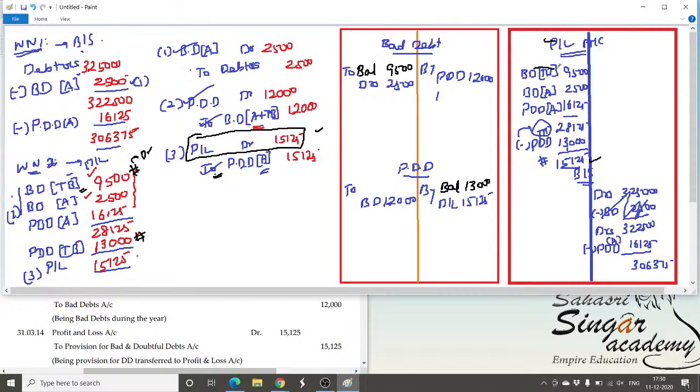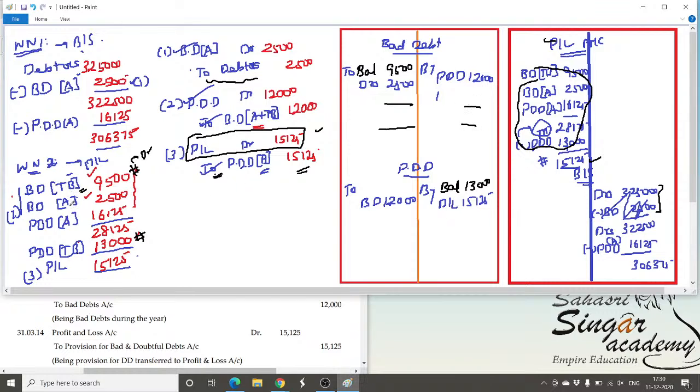You need not post all this working here. But anyhow, I just did all these things and the final value of 15,125 we have posted. Of course, we have recorded this under debtors also. This value is adjusted from the balance sheet items itself, right? Now I'm going to close the bad debt and PDD account. So if I close this, what happens?